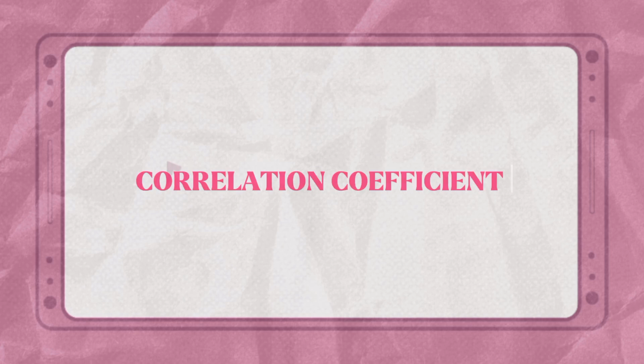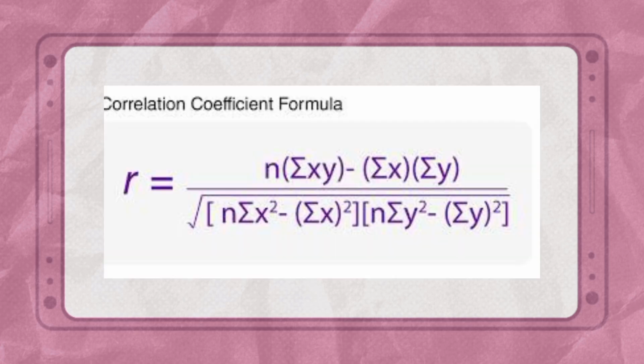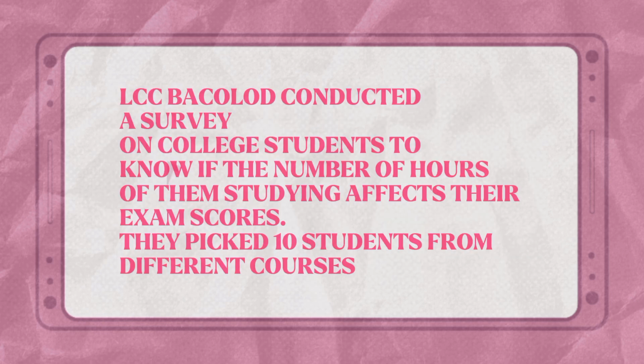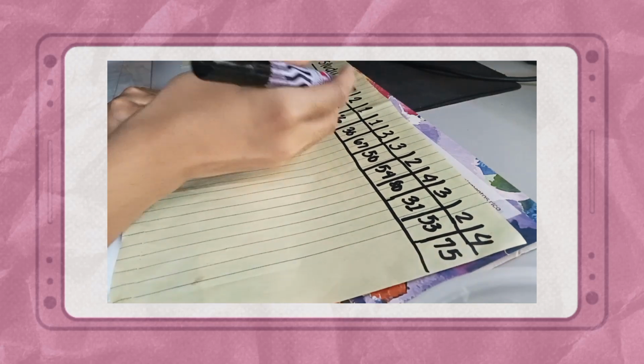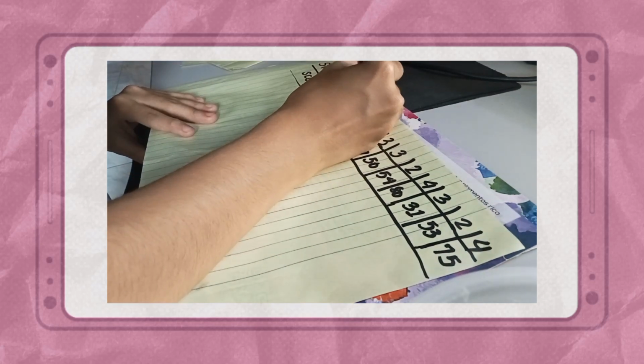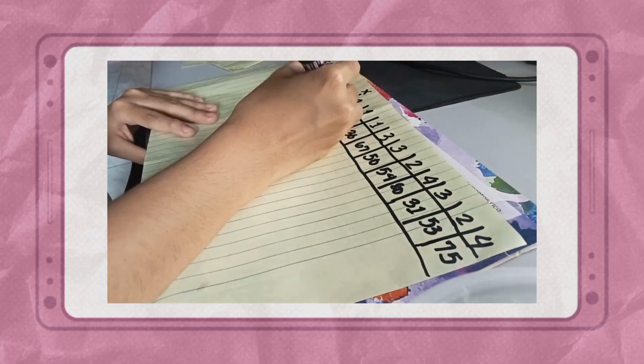Correlation coefficient. Before I teach you the correlation, this is our formula that you need to write down first. For our example, LCC Bacolod conducted a survey on college students to know if the number of hours they study affects their exam scores. They picked 10 students from different courses. So I have here data points written. For the X, we have the study hours, and for the Y, we have the scores.